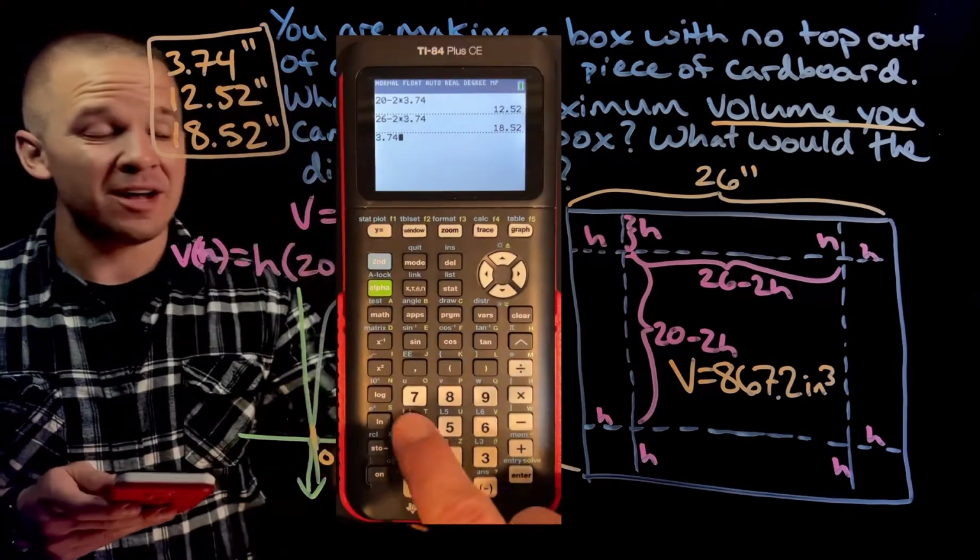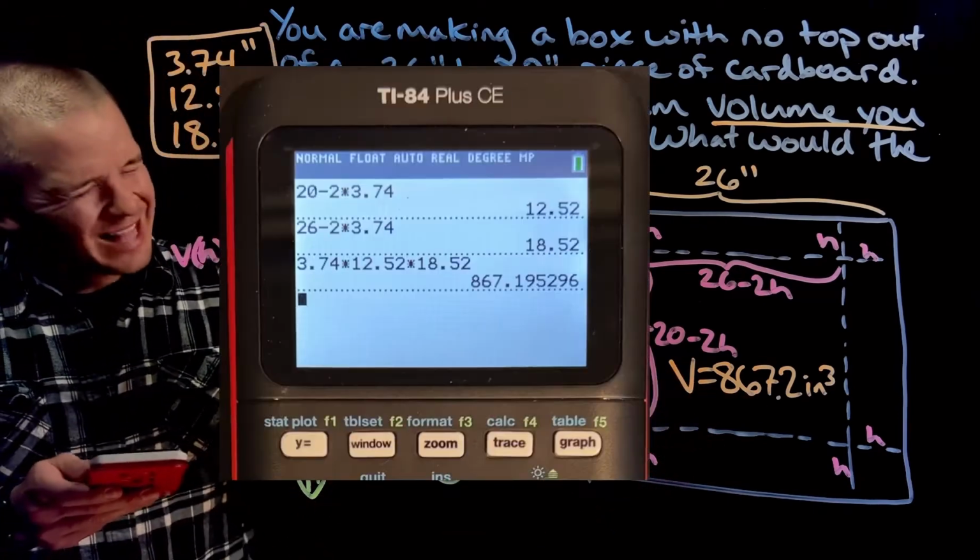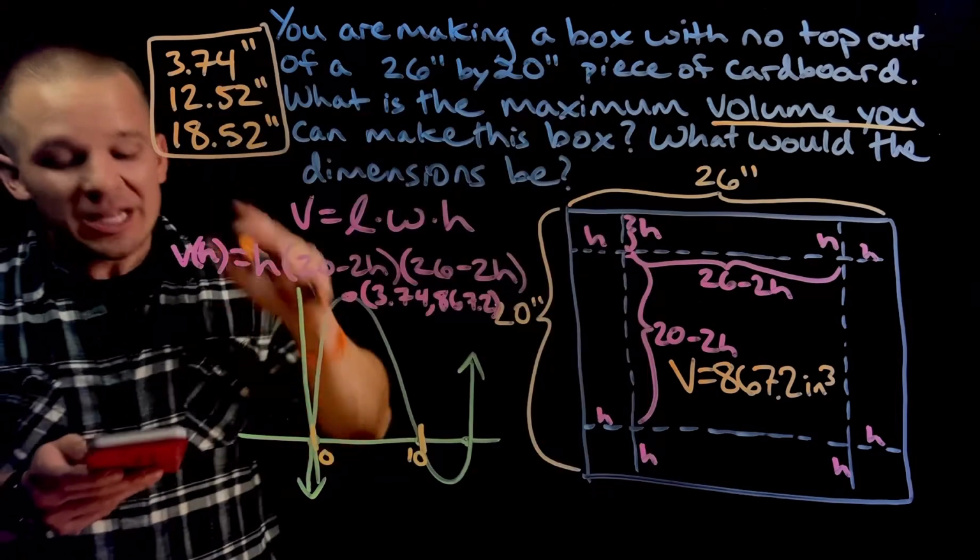So these are my 3 dimensions that would make up this box. And if I multiply these together, it's going to be pretty darn close to there. Again, it's slightly bit off because of the rounding, but it's what we had to do in this particular problem.